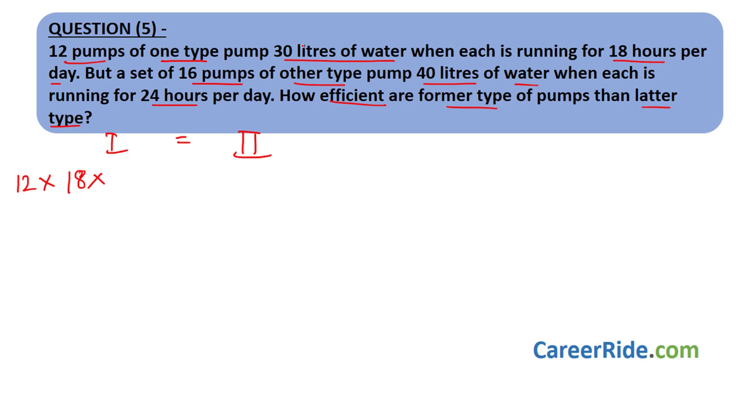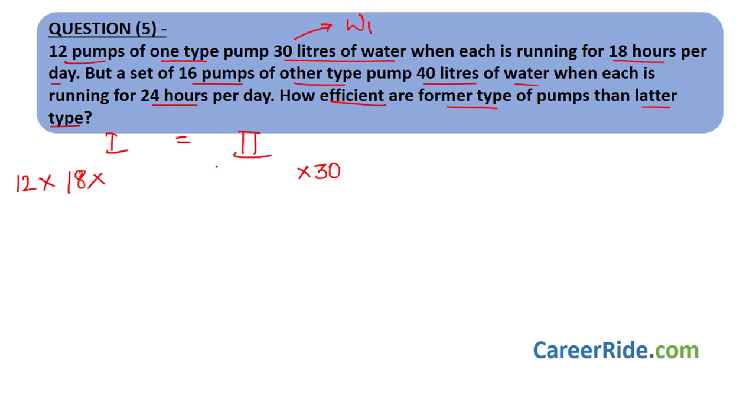12 pumps pump 30 liters of water. So this 30 liters of water is nothing but work done, because we are able to quantify it. So 30 liters of water is the work done in the first case, so that would come over here in the second scenario. Now each is running for 18 hours per day, that we have included, but a set of 16 pumps of other types.